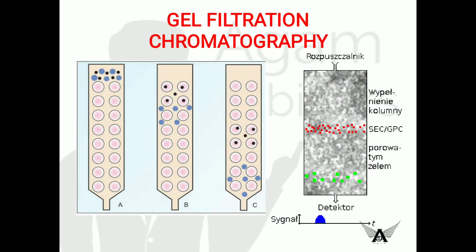See, in this picture, you can see what is happening. In the first picture, the protein solution is added at the top. In the second picture, the smaller proteins get inside the beads and take longer to come out, while the larger ones come out very fast and are detected. The same is given in this GIF on the right side. This is the principle of gel filtration chromatography.